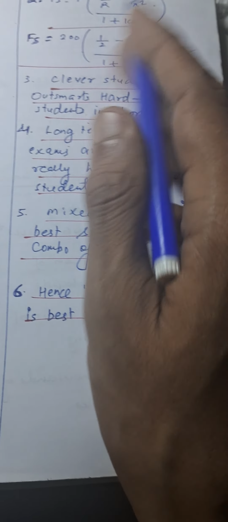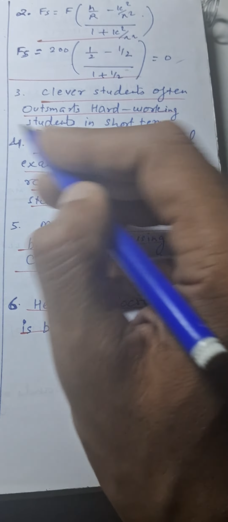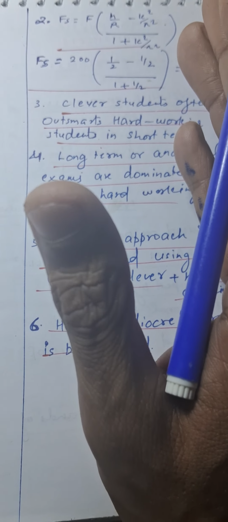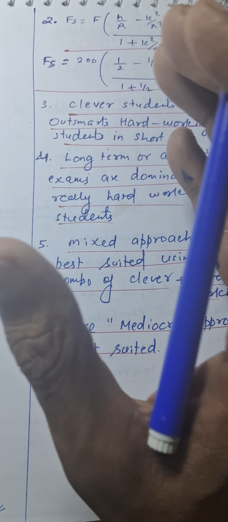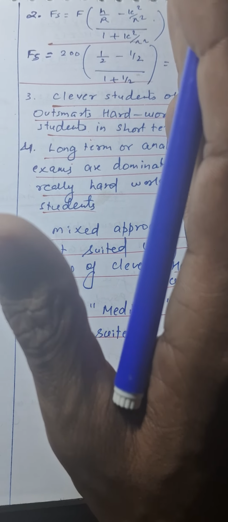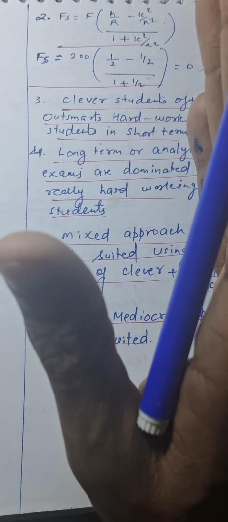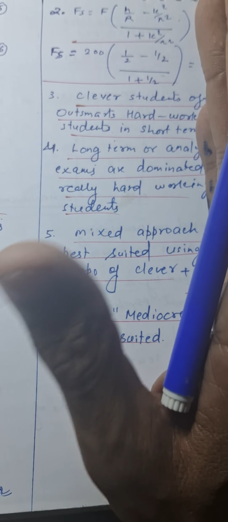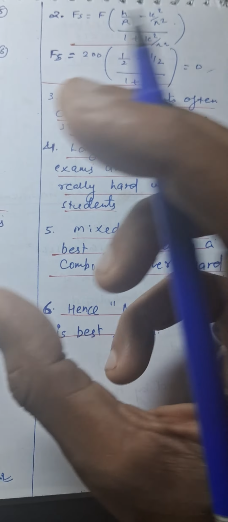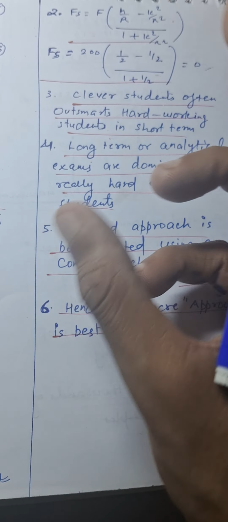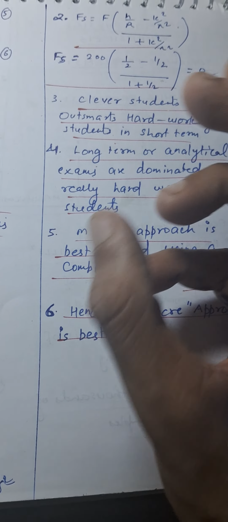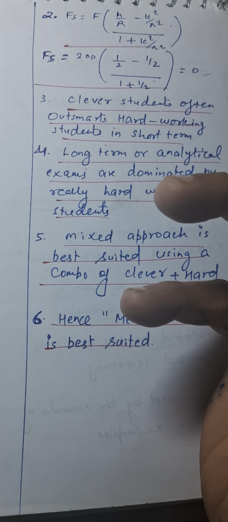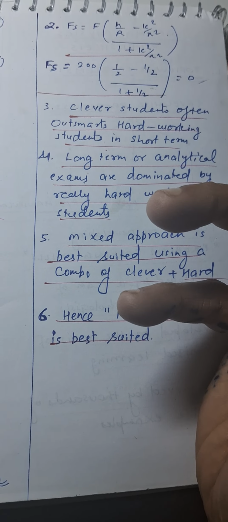Now here is the thing: the clever students often outsmart the hard-working students in the short term, because clever students optimize their time and energy. They just read what is required in the exam. They don't bother about the algorithms or the ongoing complexities. They just know that if they remember this result and can apply it directly in the exam, then their job is done.